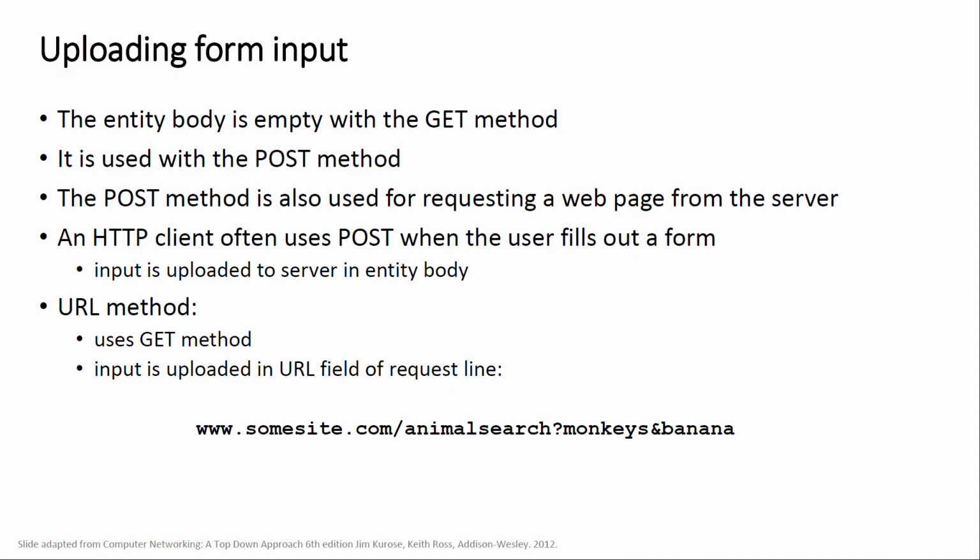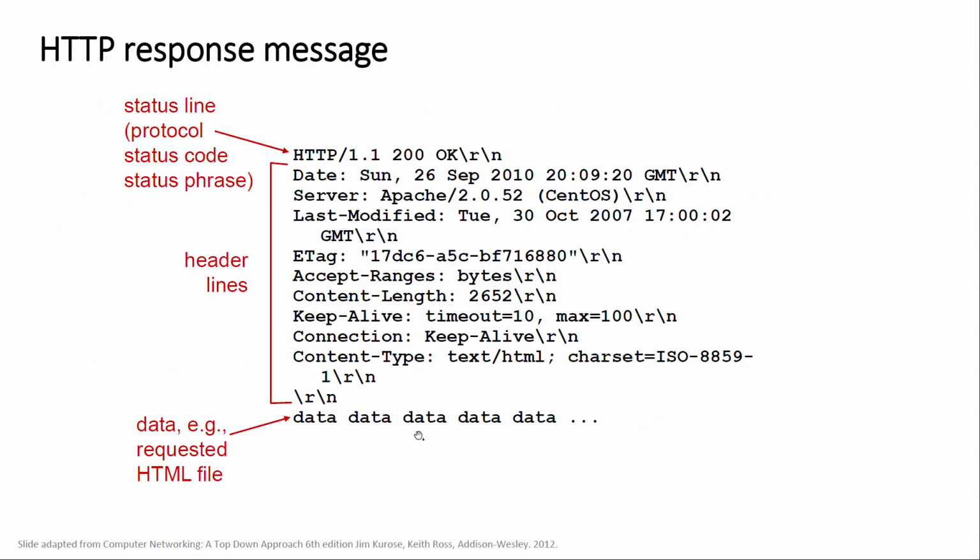But if you prefer to use a GET method, then you can put your data in the URL. This is called the URL method. This time instead of POST you use the GET method, but input is uploaded in the URL field of the request line, like this. So this is the web page you want to visit, but after the question mark you provide some values or parameters that you want to send. And here, instead of the POST method, you are using the GET method, so you have to put your data here. If you prefer to use the POST method, then you can erase this part, because you will be sending this data here, not in the URL.